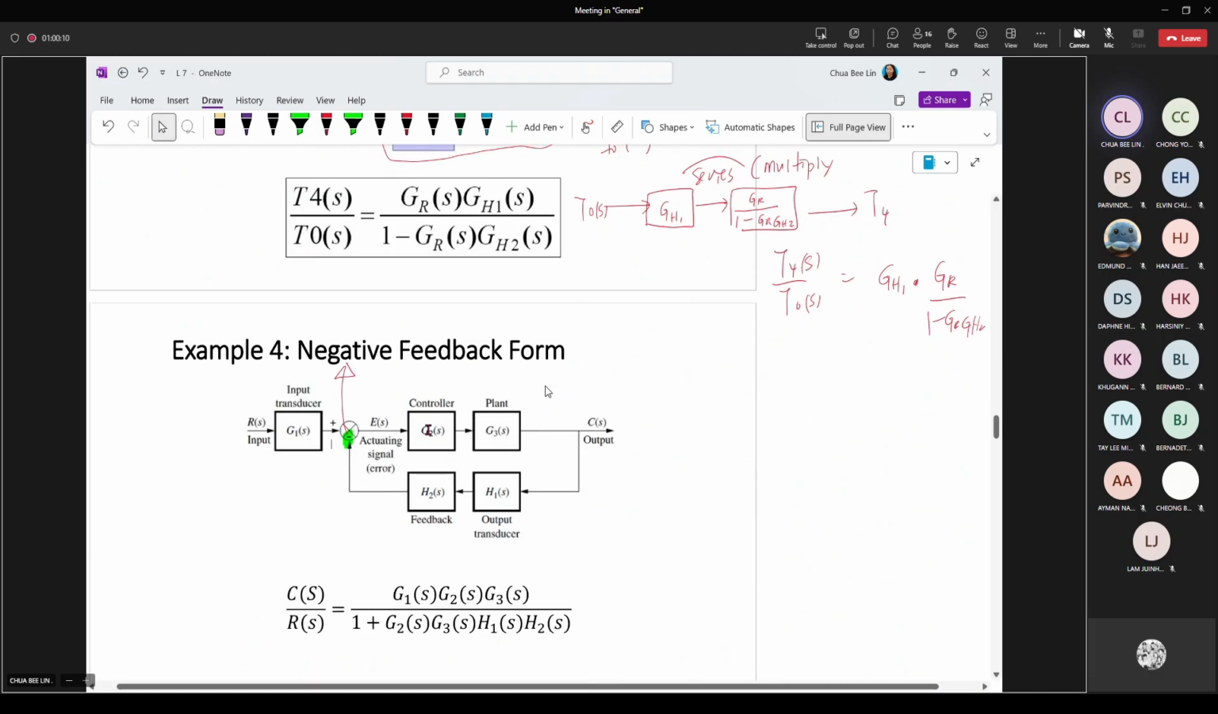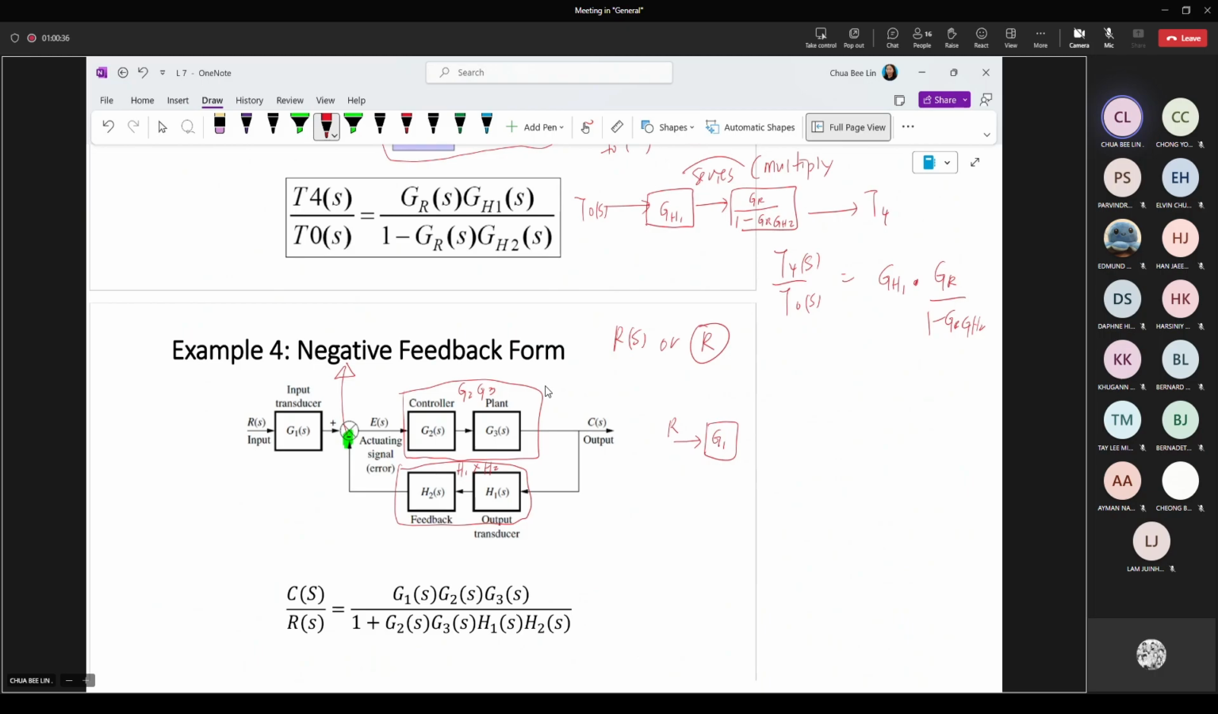So how to simplify this? You will simplify the simple ones first, the ones side by side. So these two will be combined together to become G2, G3. Same goes for this one, combined together to become H1 multiplied with H2. Then you will sketch the block like this: this one is G1, the one going in is R. You can have this, or you can just write R. So this one is easier. Just standardize everything.